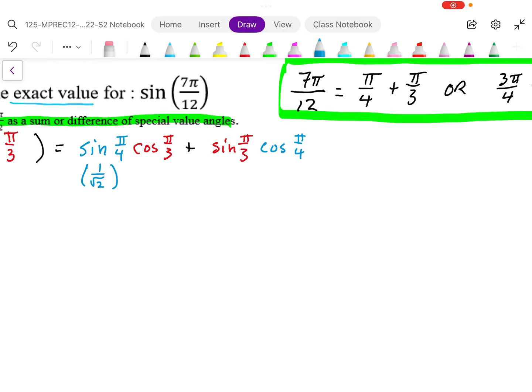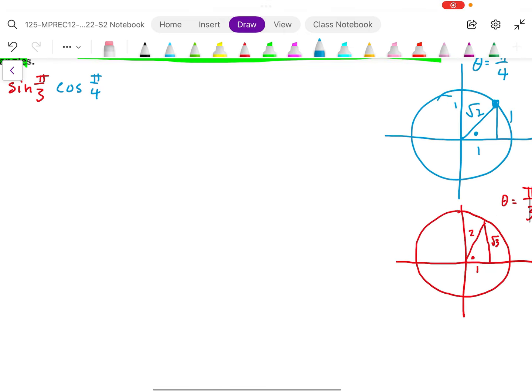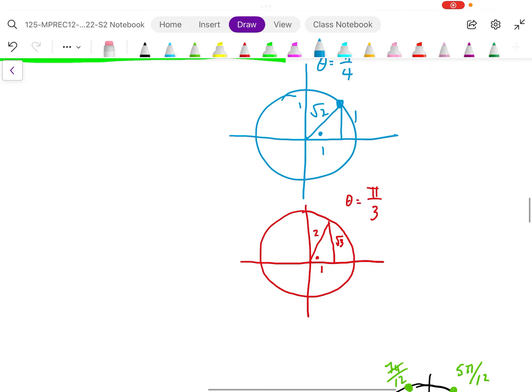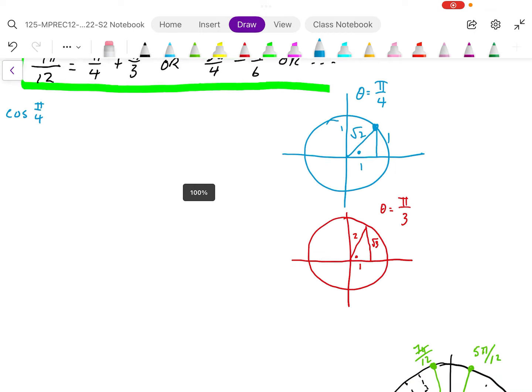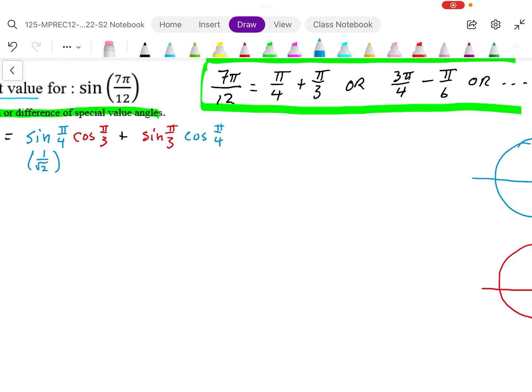Same thing with cosine. I go to the pi over 3 picture, and I want the cosine value. It's going to be 1 divided by 2. So then I replace the cosine with 1 divided by 2. We do not write cosine 1/2 like this. This is wrong. The 1/2 is the cosine value, so replace the whole cosine with the value 1/2.